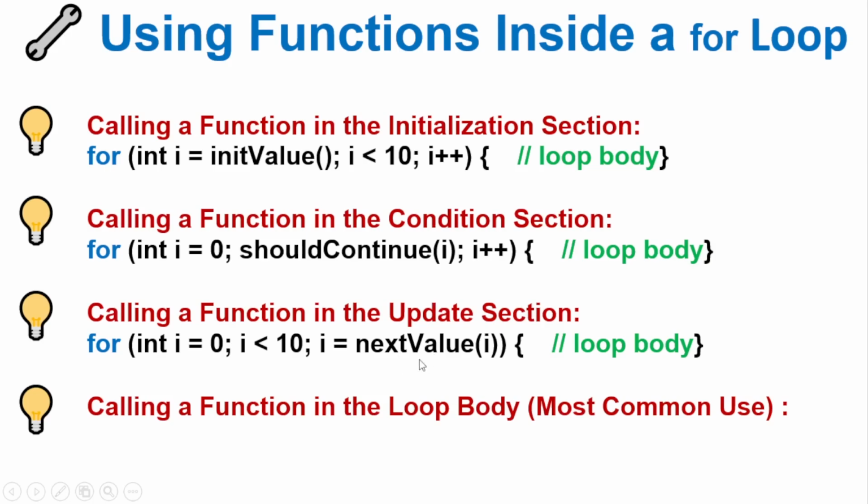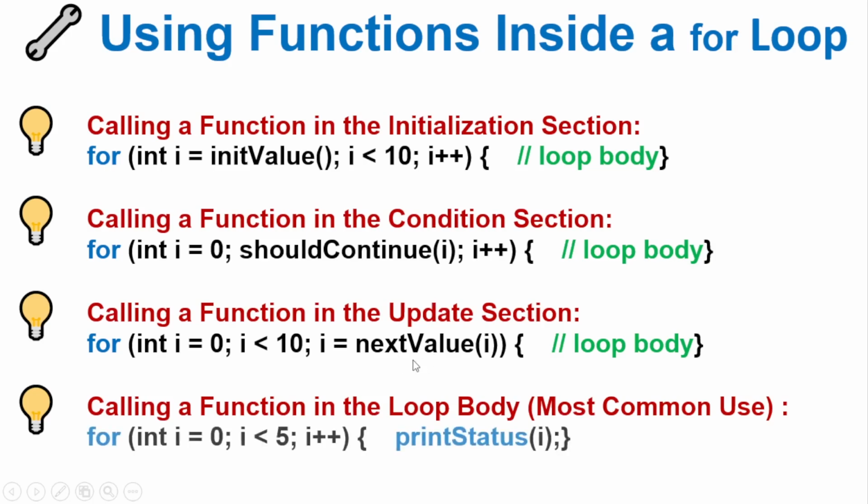Calling a function in the loop body. This is the most common use and the most typical case. Here, the function print_status runs on each iteration.